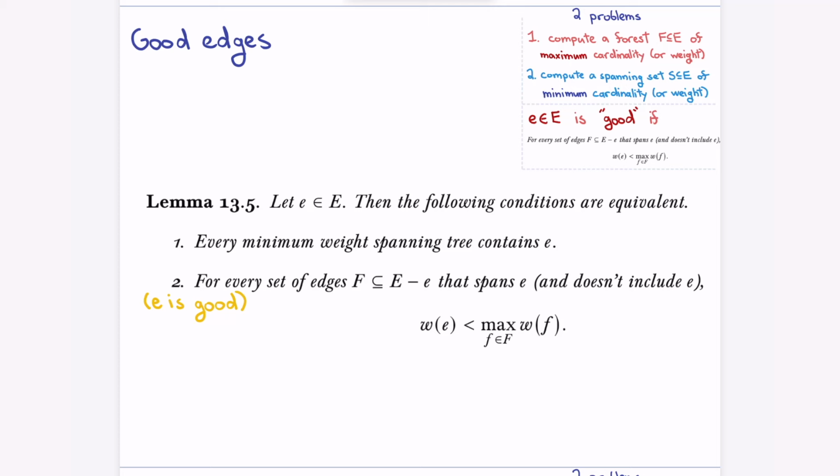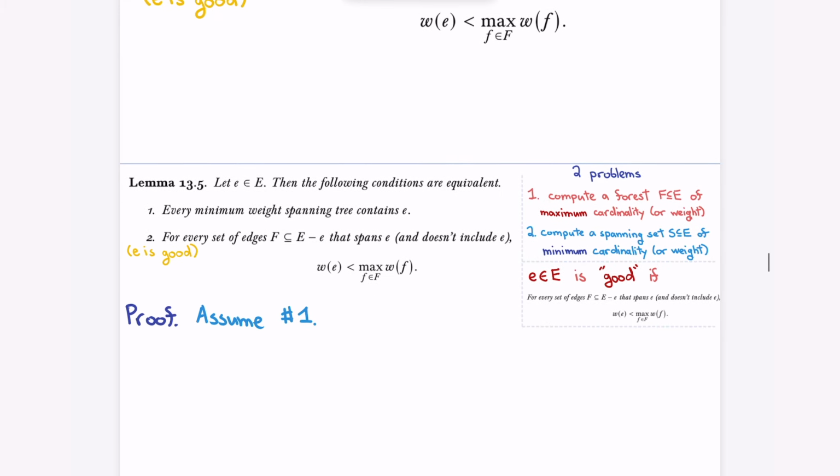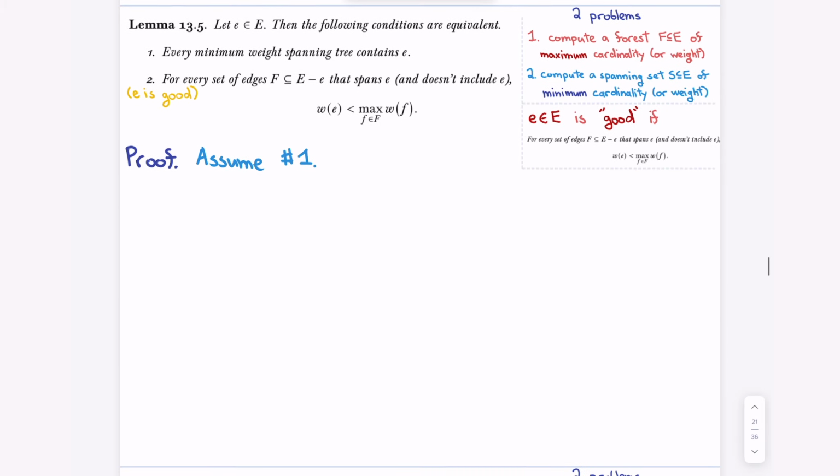Okay, so that's the claim. The claim is that E is good if and only if E is in every single minimum weight spanning tree. And that would be very useful because then we could try to make an algorithm that looks for good edges. All right, so now the onus is on you guys. Let's try to prove this.